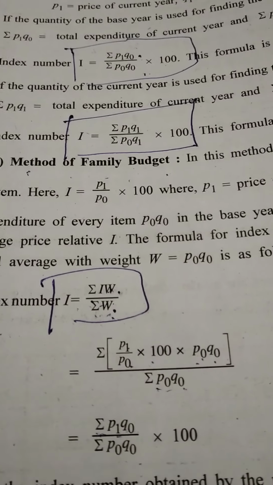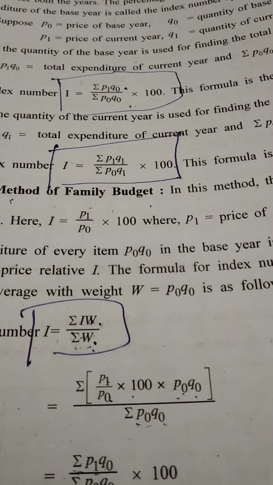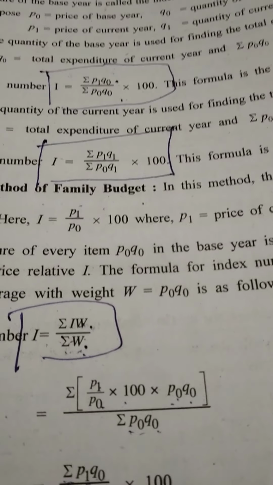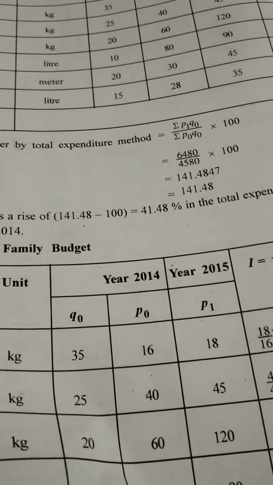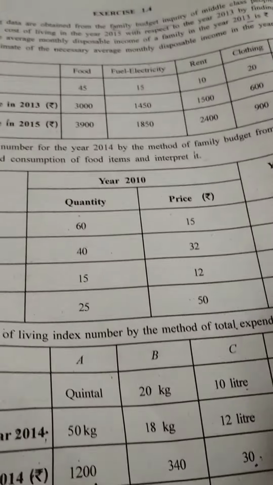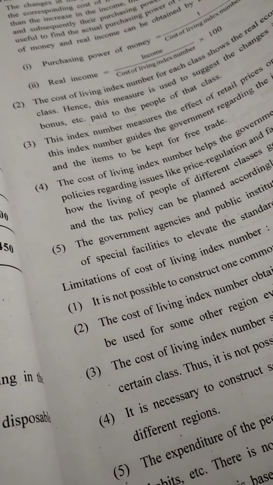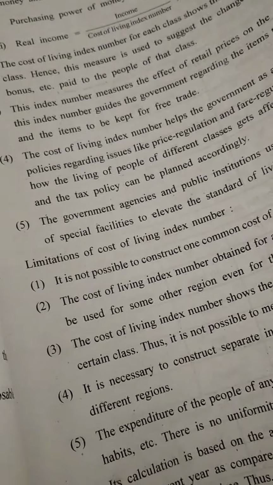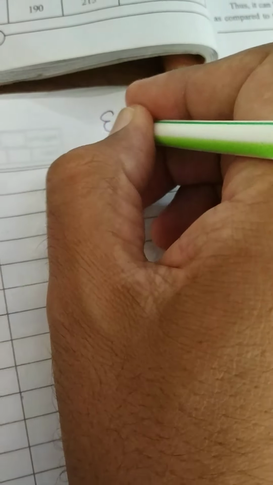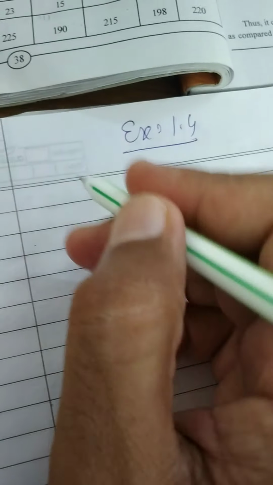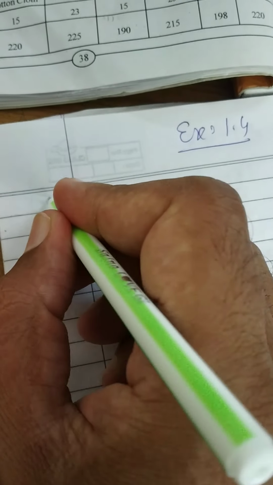Okay, so in exercise 1.4 you have to apply these two formulas. Let's start now exercise 1.4, question number 1. And one more thing is given, that is uses and limitations of cost of living index number, which will be discussed in the next lecture, next video. So now here we start the exercise 1.4, and here question number 1.